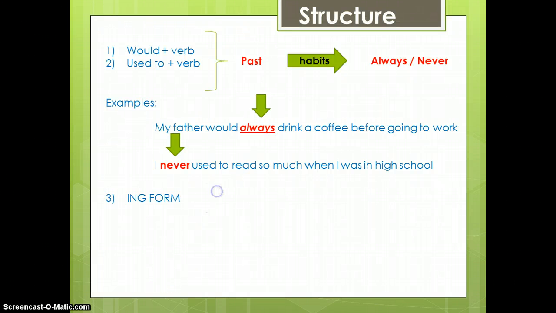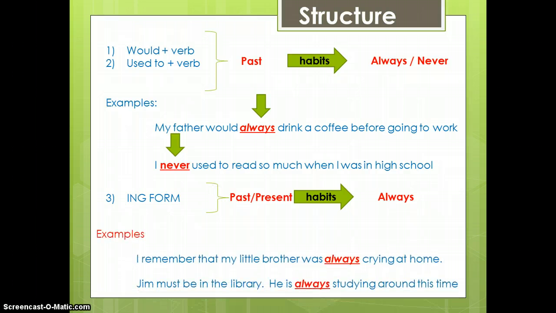The ing form is a structure that also helps us talk about past and present habits, but this structure only takes always, not never. And here we have some examples.